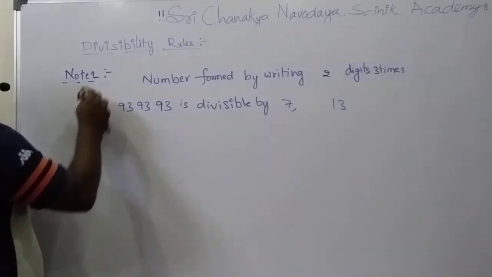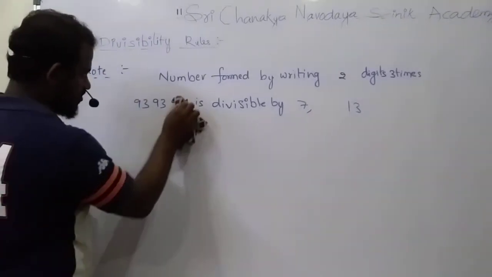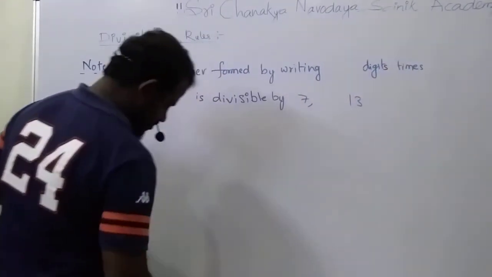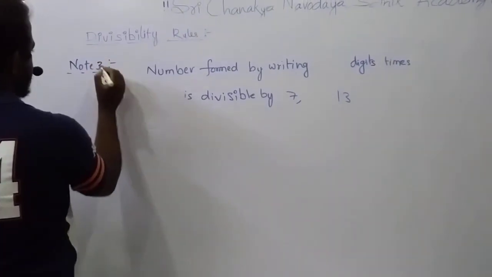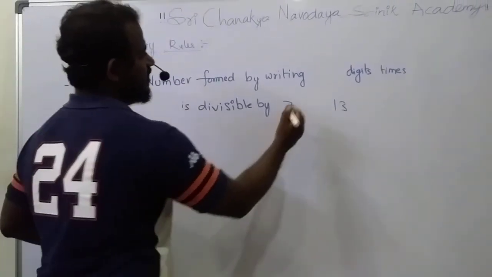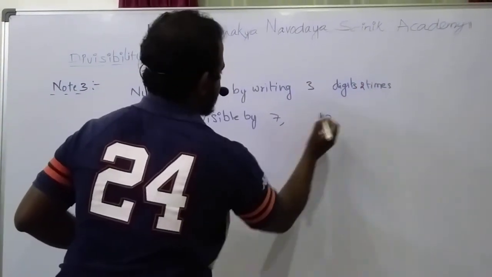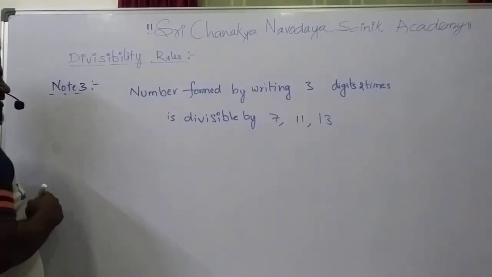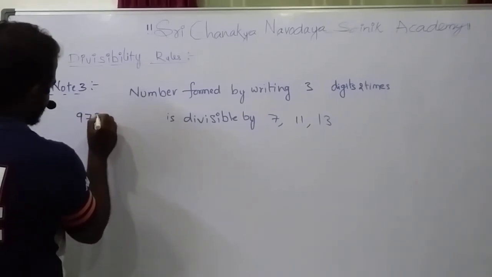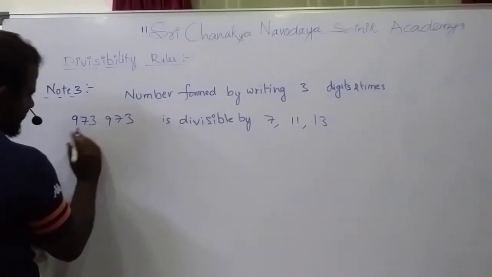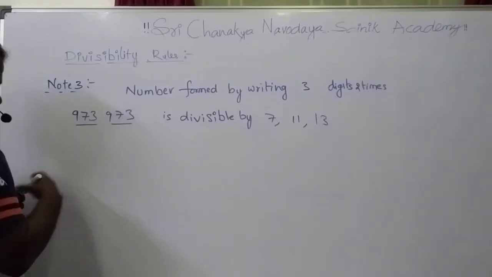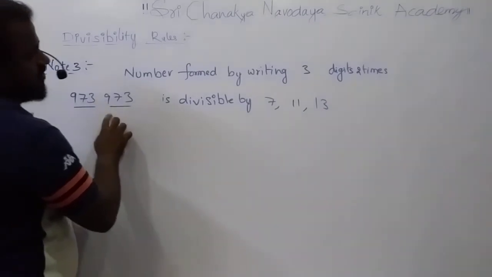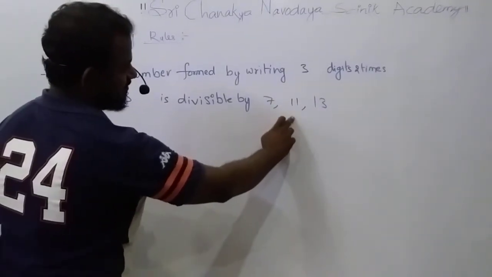Next important note is note 3. If a number is formed by writing 3 digits 2 times, then that number will be divisible by 7, 11 and 13. Suppose 973, 973. This is a 6-digit number, 3 digits repeated 2 times. This pattern of numbers will also be divisible by 7, 11 and 13.